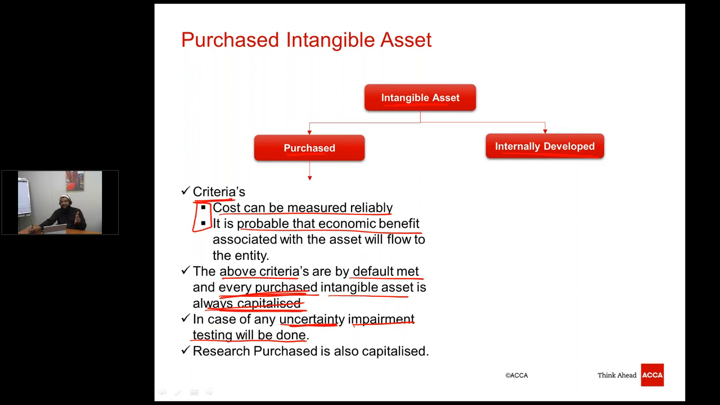If there's any uncertainty that I've taken a wrong decision, go to IAS 36 and test the asset for impairment. But you cannot directly expense this amount out. You have to capitalize first, and then test it for impairment under IAS 36. So according to IAS 38, every purchased asset is always capitalized, irrespective of whether you find it useful or not. If there's any problem, go to IAS 36 and test for impairment.